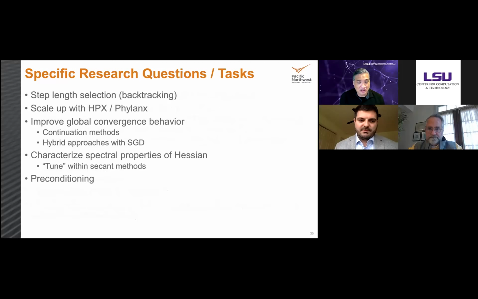And one of the main goals of our proposal that Dr. Bentley alluded to earlier is that we want to really scale this up. And this was really the other side of these methods, not just that they have good convergence and some better efficiency on one node, but that they also offer better scalability at a large scale. And so we want to also start looking at scaling and are in the process of trying to look at how to scale these up using some of the technologies at CCT, most notably HPX and Phalanx.